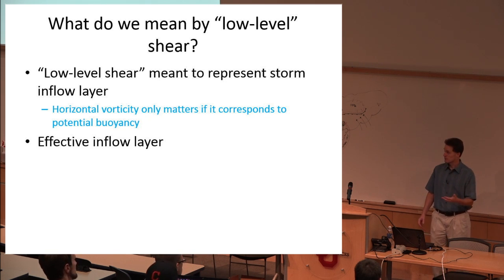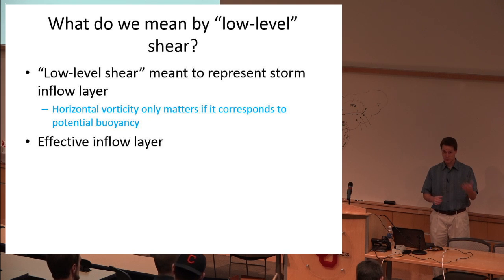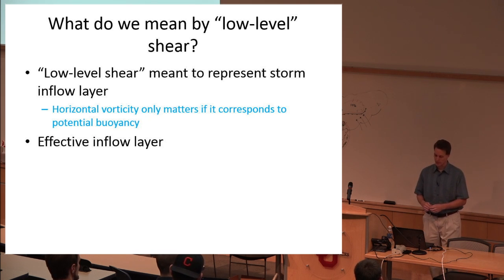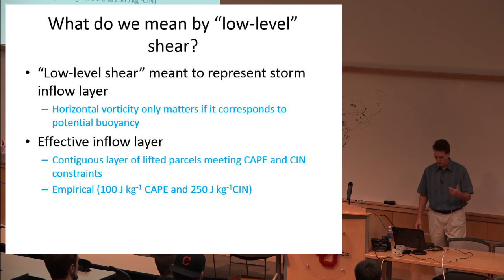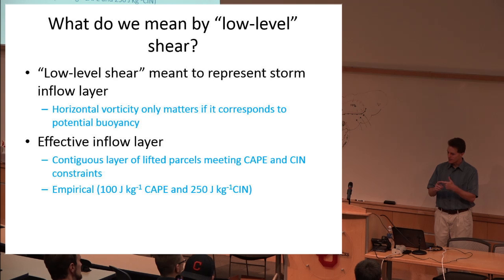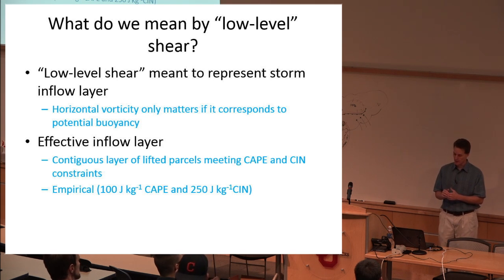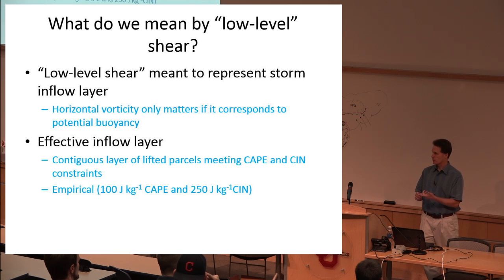This is where the notion of the effective inflow layer comes in. I've mentioned it on a few occasions here. I showed it on the soundings with the examples, and we're going to talk about exactly what the effective inflow layer is. The idea is that we're trying to find what layer in the environment potentially supports the thunderstorm updraft by applying some lifted parcel constraints to it.